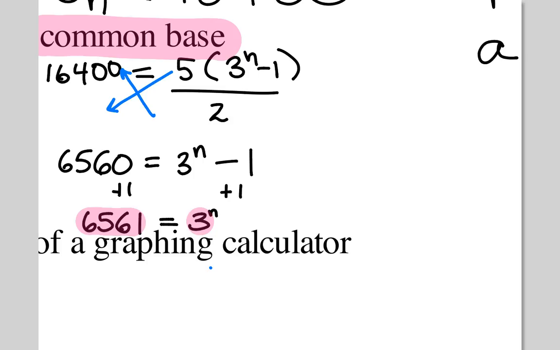Okay, so you can guess and check with your calculator. So do like 3 to the power 5. Oh, it's too small. 3 to the power 6, too small. 3 to the power, is it 8? Boom. So I can change 6561 to 3 to the 8.